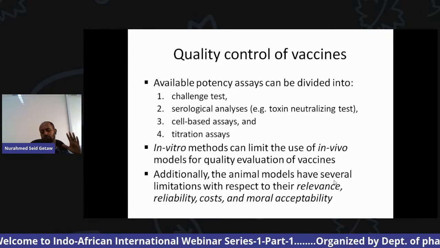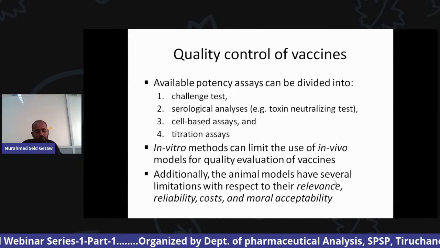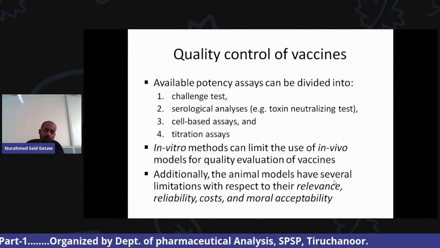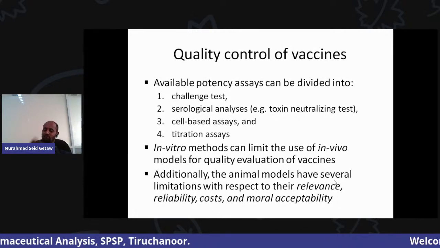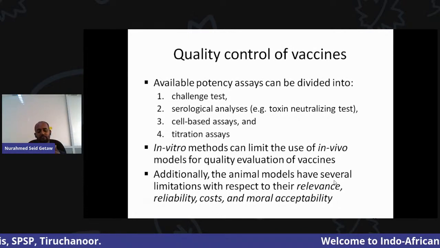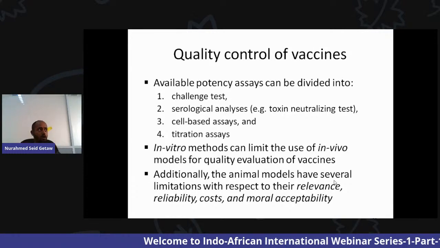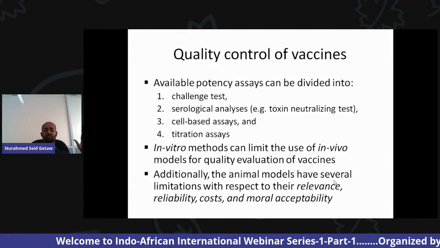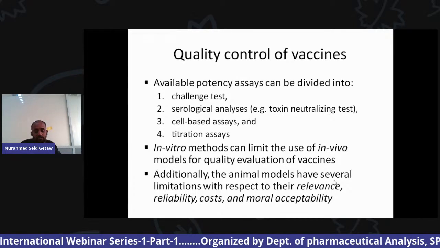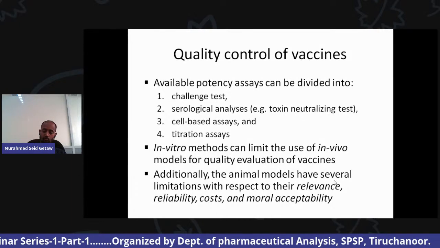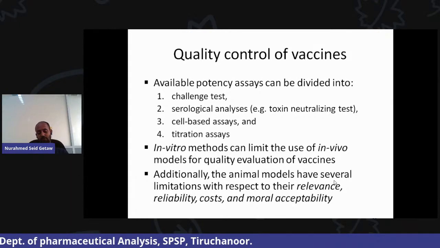In addition to this, the animal models may have several different shortcomings or limitations, like will they be relevant or not? That's one question to be answered. And reliability itself, the response that we may get from an animal varies from animal to animal. It's inherent in any living entity. One animal may not be exactly the same as the other. So that's another challenge.